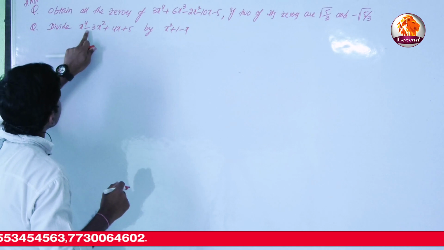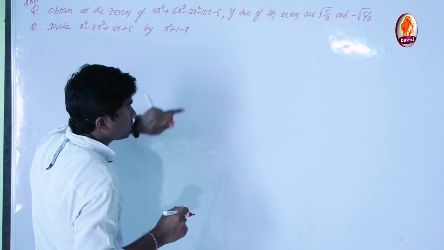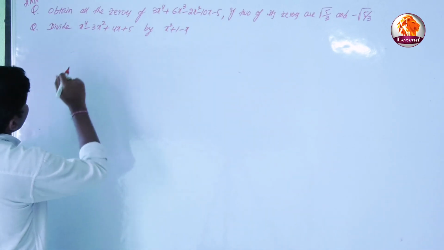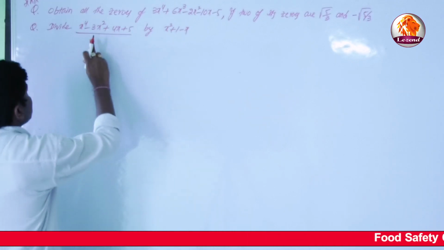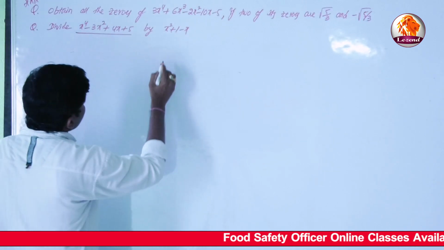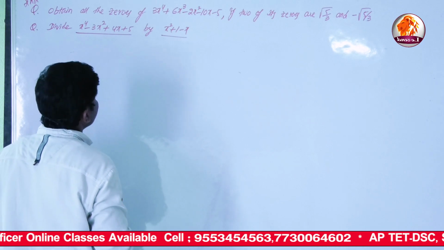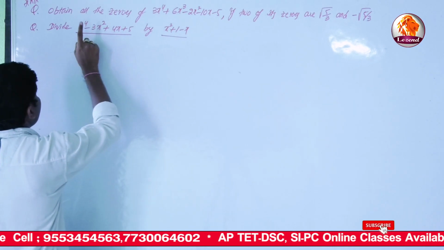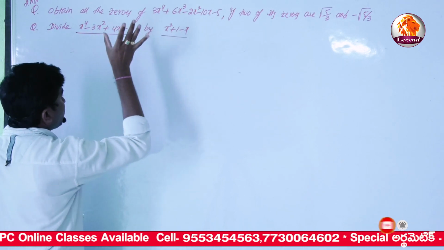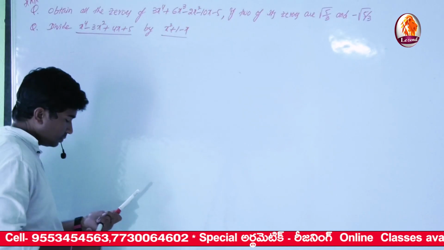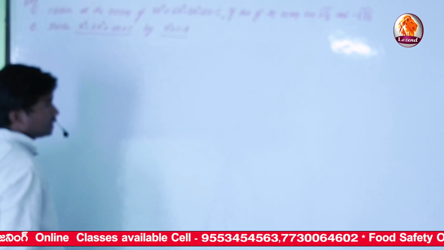Divide x power 4 minus 3x square plus 4x plus 5 by x square minus x plus 1. If you observe the above question, this is a biquadratic polynomial, because the highest power is 4. The second polynomial is a quadratic polynomial, the highest power is 2. So divide the biquadratic polynomial by the quadratic polynomial by using the long division method or the division algorithm.